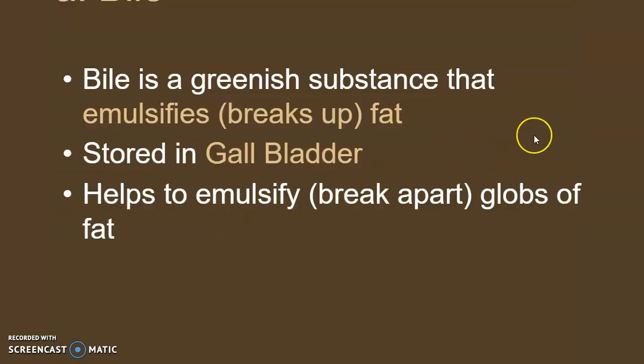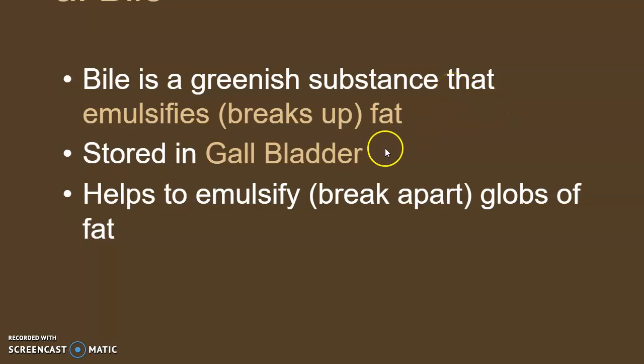So bile is a greenish colored substance, and it breaks apart fat molecules. It's called emulsification. It doesn't digest the fat. It just breaks it into pieces from a large piece, so that enzymes can attack those smaller pieces of fat and actually break those down. So it helps the digestion of fat by breaking it apart. So bile is made in the liver.